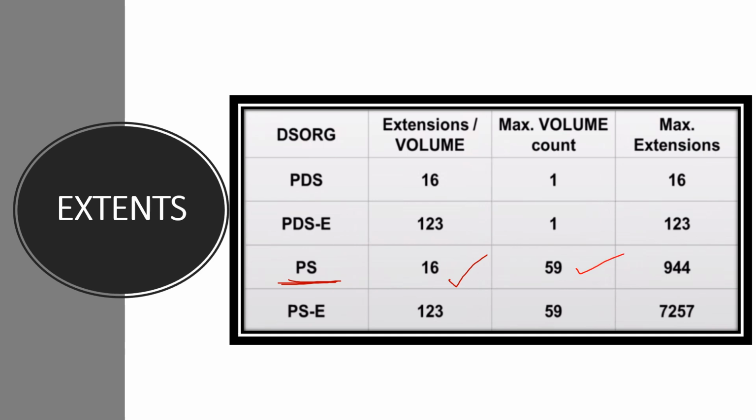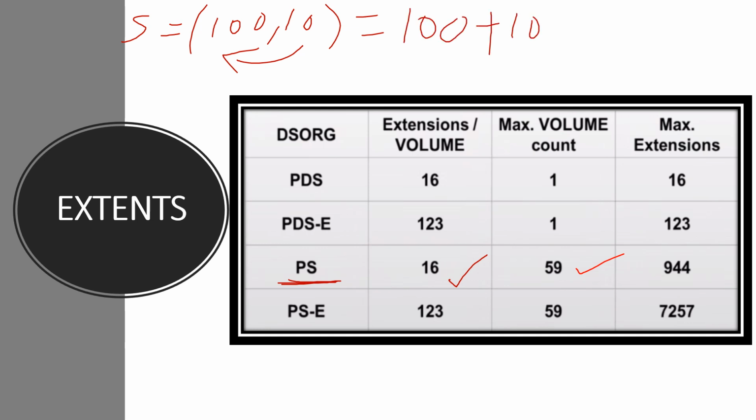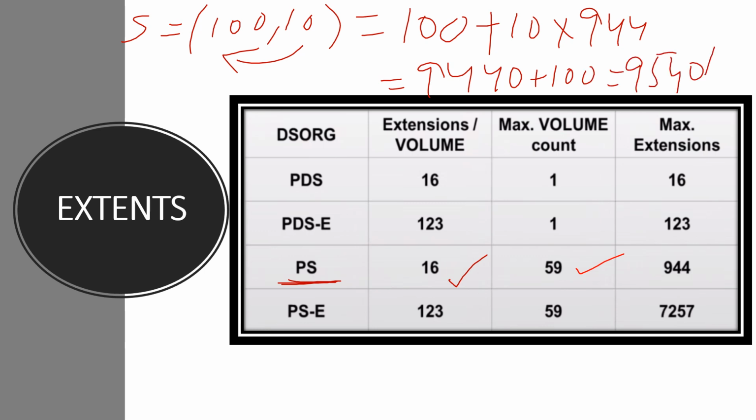So if you are giving a space allocation of 100, 10, how many times can this 10 be given? How many extents can it be given? Then 944 comes into the picture. 900 plus 10 into 944, which is 9440, plus 100, which is 9540 tracks or cylinders. So these many tracks or cylinders are given to that particular data set. That is how a PS file can be extended up to 944 extents.